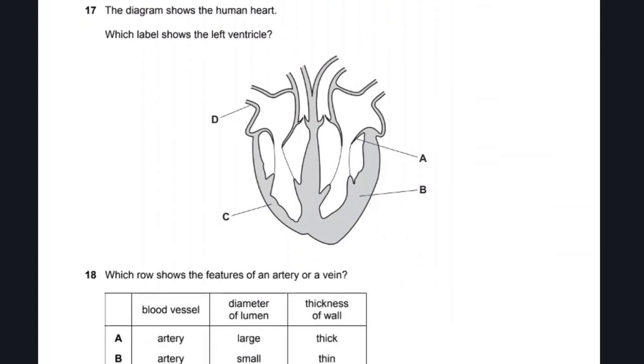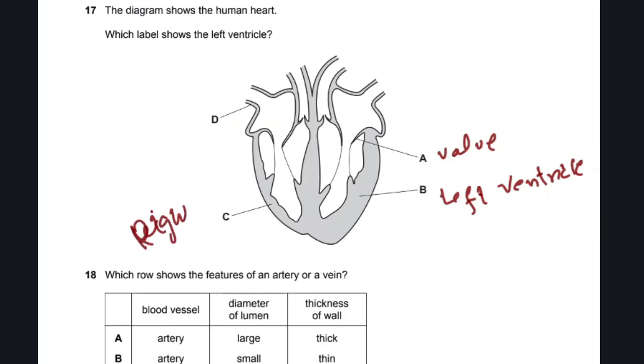Which structure is showing the left ventricle? If we look at A, this is a valve, and if we look at B, this is the left ventricle. How do you recognize it? Due to wall thickness, because the left ventricle has the thickest wall. And if we look at C, this is a ventricle, but this is the right ventricle. And D, this is the vena cava.